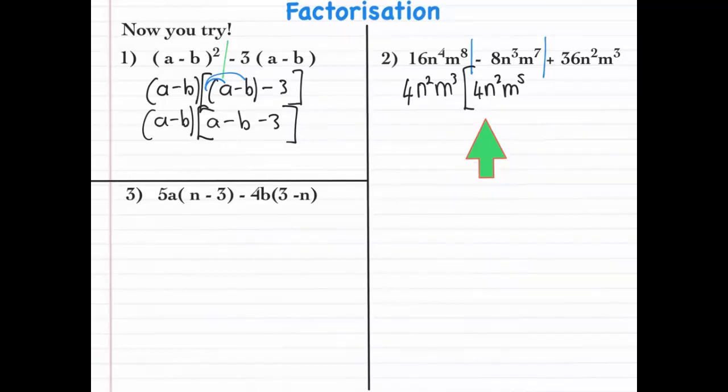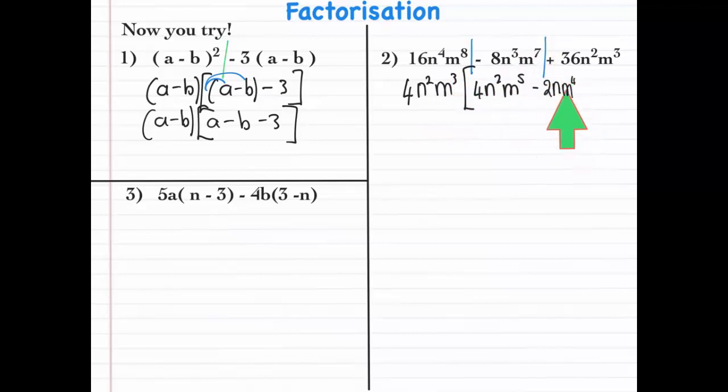Then again, the second term divided by the highest common factor. So don't forget about the signs. Minus divided by a plus is a minus. And I'll do this one slowly. 8 divided by 4 is a 2. And then we have n to the power of 3 divided by n to the power of 2. It will just be a n. And then m to the power of 7 divided by m to the power of 3. It will be m to the power of 4. Because when we divide with the same letters, we simply write the letter minus the exponents, right?